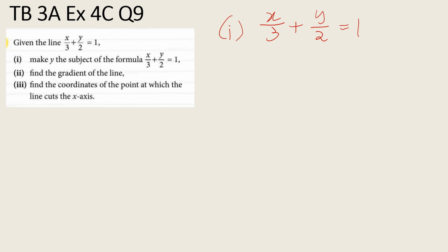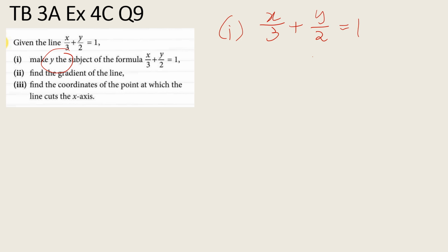So for part 1, what we need to do is to make y the subject. What does it mean by making y the subject? It means you have to make y the king. On the left hand side, you can only have the letter y and not any other letters. That means it will be something like this: y equals blah blah blah. So how do we go about doing it?